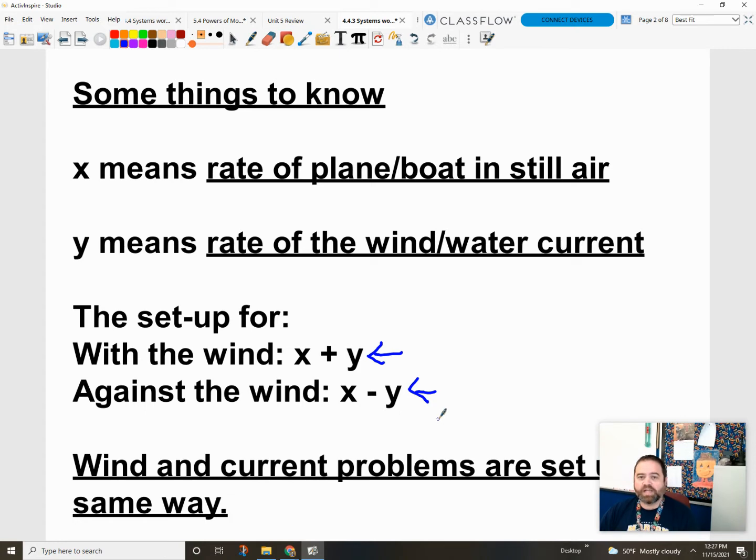So it's still X and Y. It's just whether the current is pushing you along or slowing you down. All of these are set up the same way, whether it's a current problem or a wind problem. The speeds are going to be a lot different, but the setup is pretty much the same.